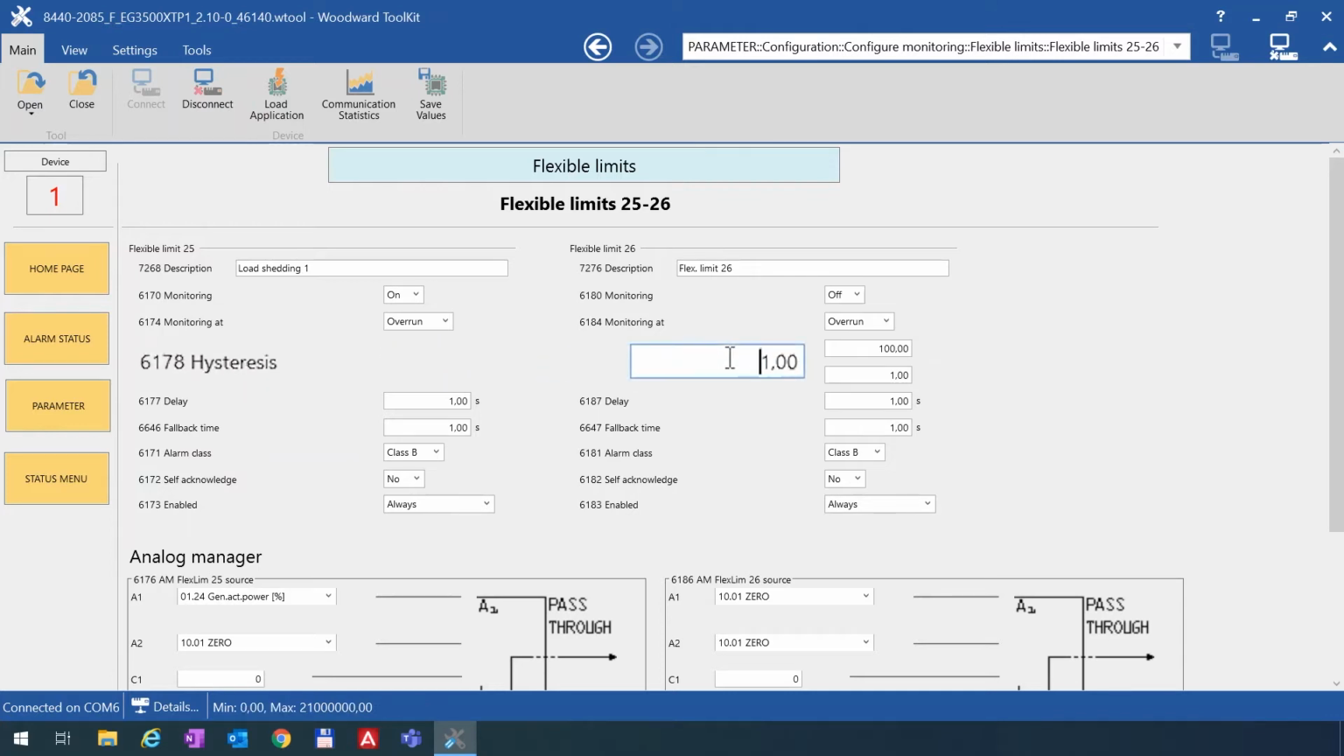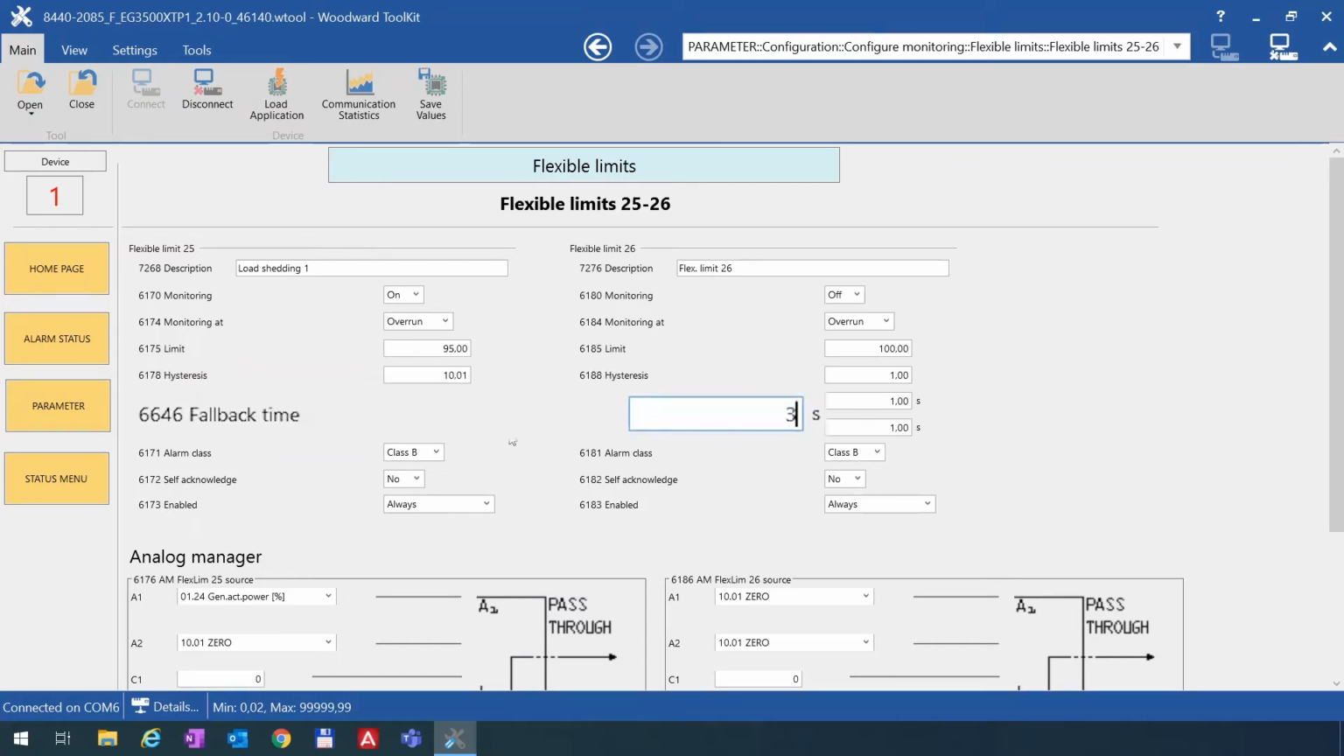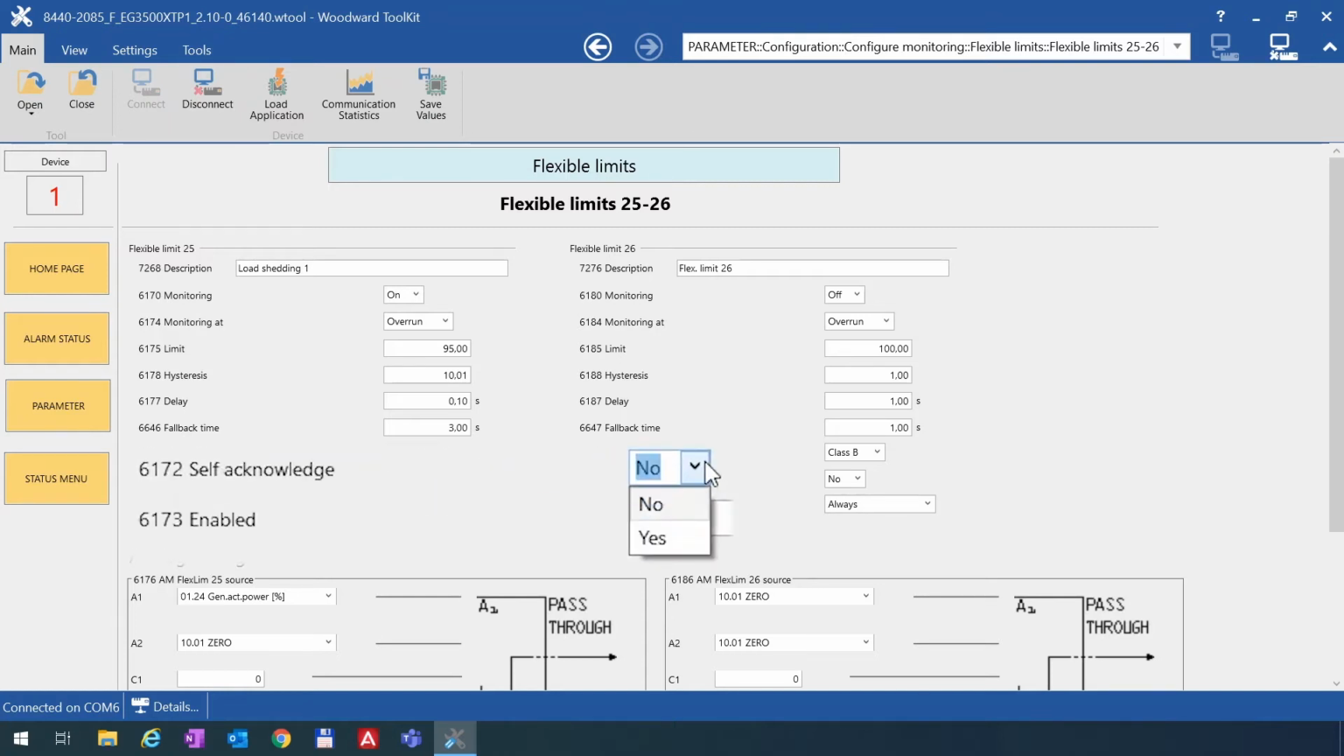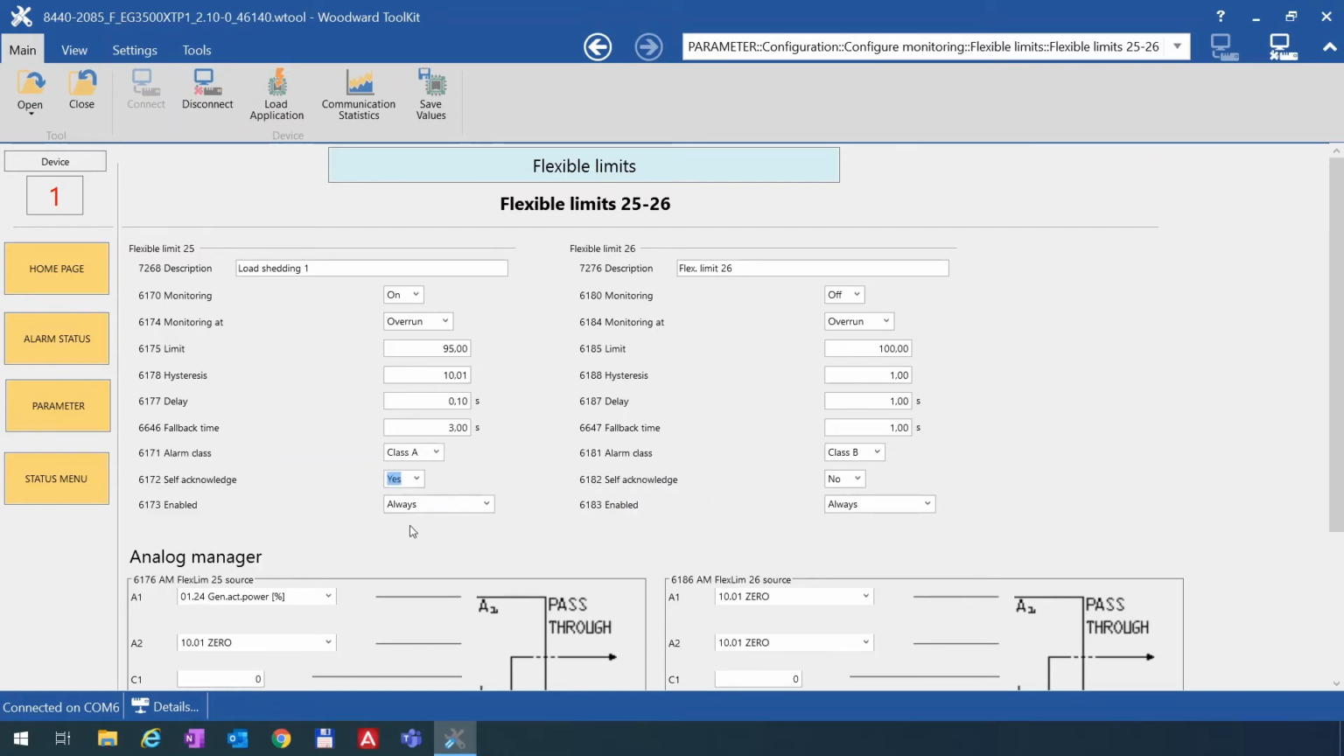The hysteresis defines the threshold for the reconnection of the field, if load has decreased or the rated power has increased by an additional engine. The delay defines the priority of load shedding. The less critical field must be configured with the shortest time, the more critical fields with longer times. The fallback time defines the time to reconnect the field, if the load has decreased. The alarm class of the example is configured as Class A to indicate the load shedding, but not cause any additional action. The acknowledge is always set to self-acknowledge.